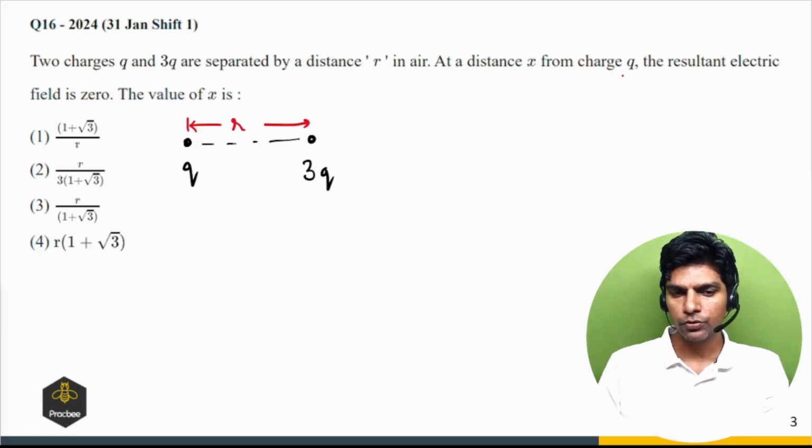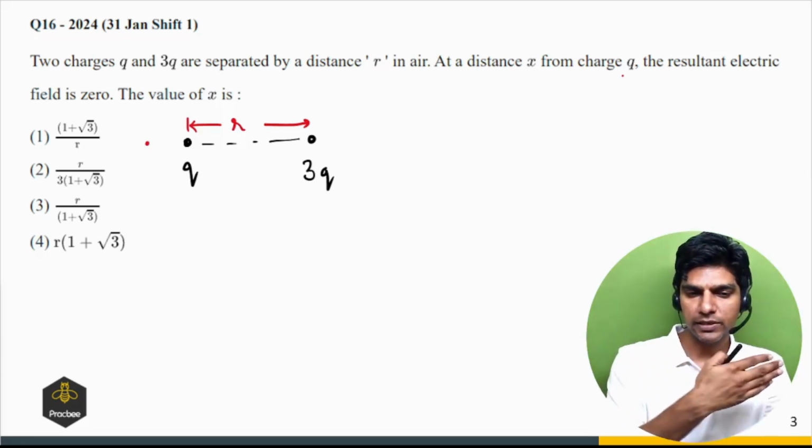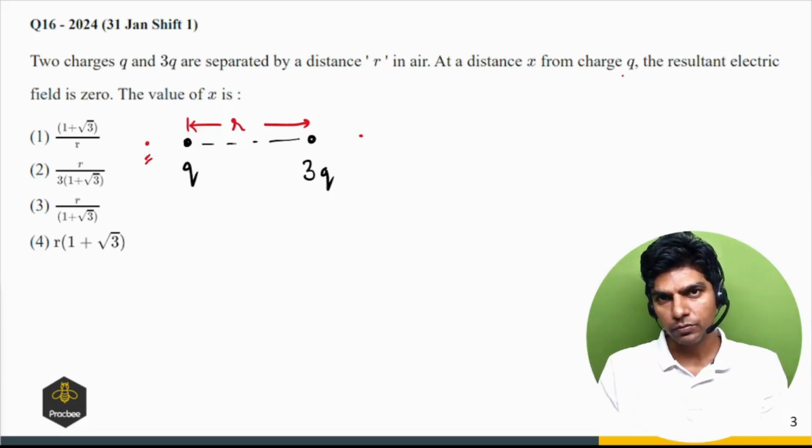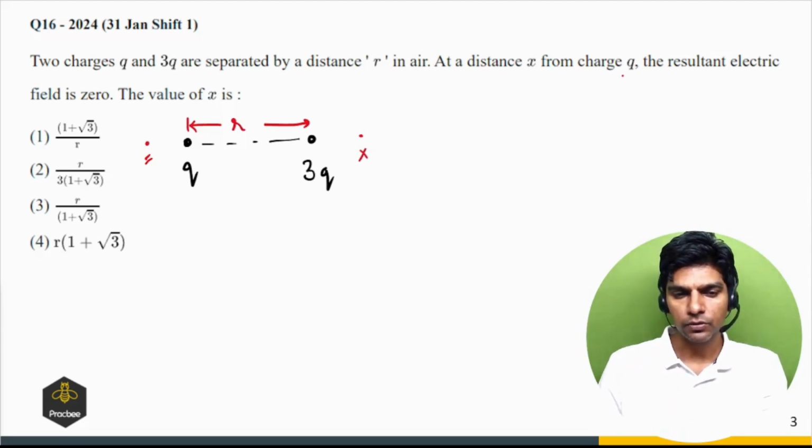At a distance x from charge q, the resultant electric field is 0. If you want to find the position of the point where the field is 0, since we have like charges, it has to be somewhere in between the two charges. Because if you consider a point to the left of q, the electric field direction by both the charges will be towards left, so it can't be 0. And if you consider a point towards the right of 3q, both fields will be in the right direction, because for the positive charge the field is always away from the positive charge. So here it can't be possible. On the left of q it is not possible. So there has to be some point in between the two charges.